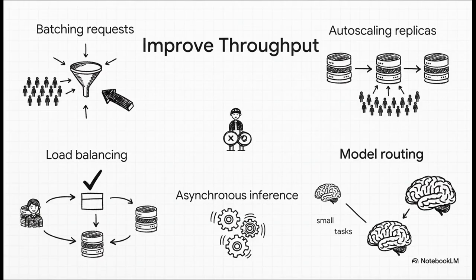It's about grouping requests together to process them more efficiently. Load balancing spreads out the work so no one part of your system gets totally slammed. And auto-scaling is absolutely essential. It's like a grocery store automatically opening more checkout lanes the second a rush starts. It makes sure no one has to wait.